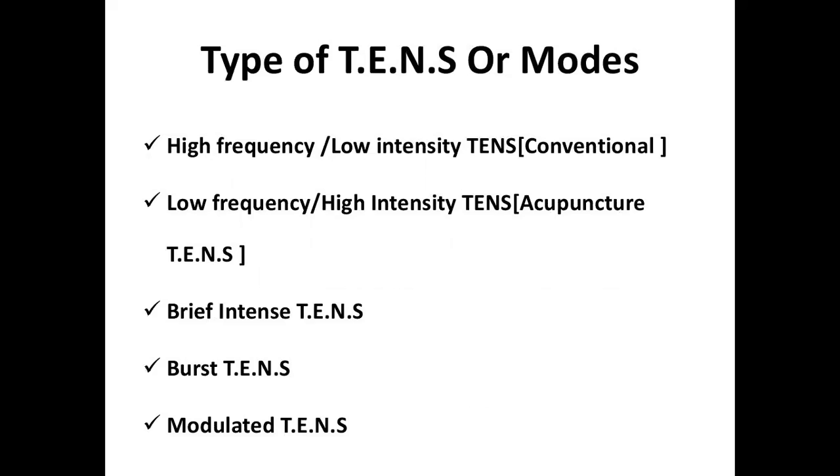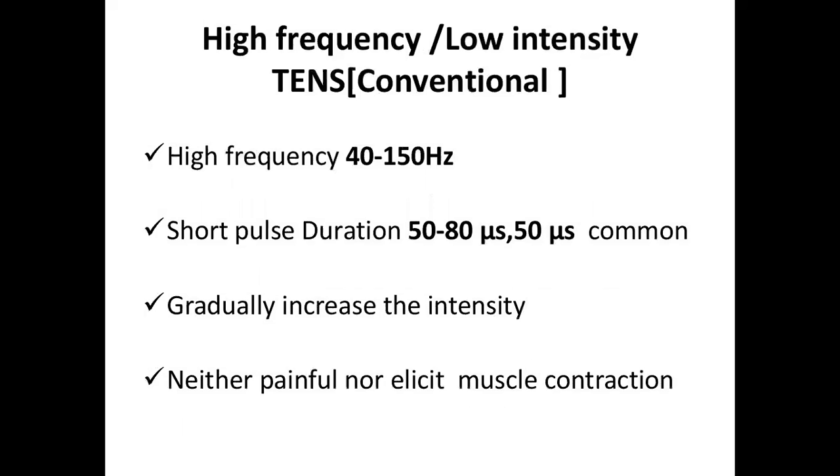Types of TENS or modes. There is high frequency, low intensity TENS, that is conventional. Low frequency, high intensity TENS is used for acupuncture TENS. Then brief intense TENS, burst TENS, and modulated TENS. The high frequency, low intensity TENS has a high frequency of 40 to 150 hertz and a short pulse duration of 50 to 80 microseconds.